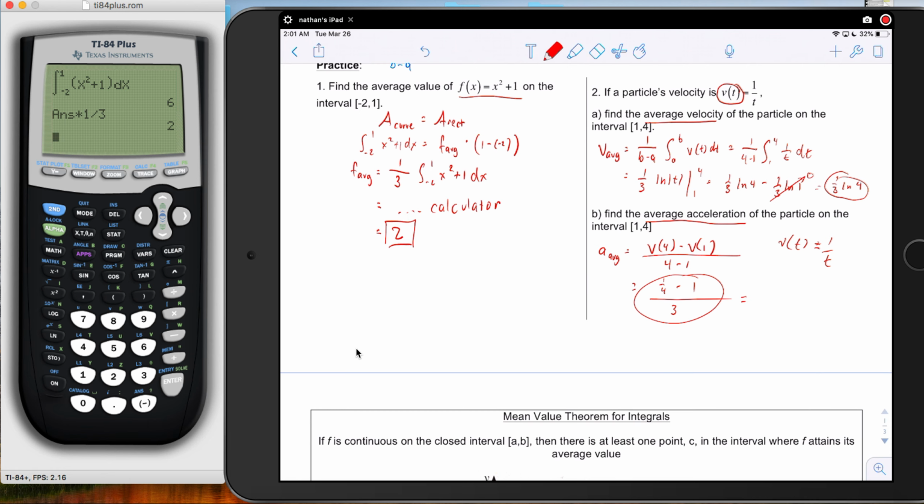But if you're not satisfied, here we go. We got 1/4 minus 4 over 4, which is over 3, and so we get negative 3/4 over 3, which is just negative 1/4. Sweet.